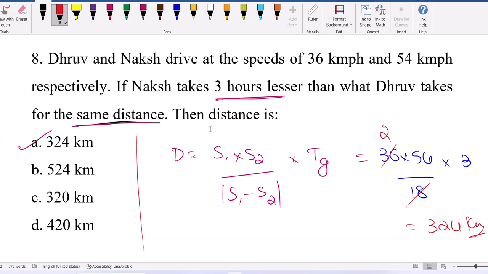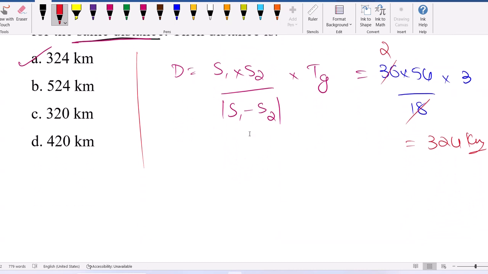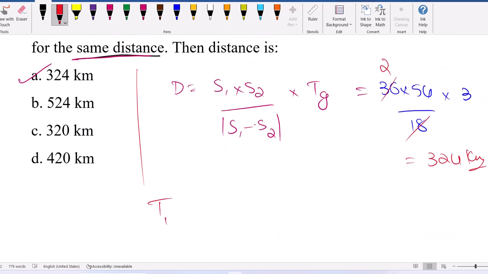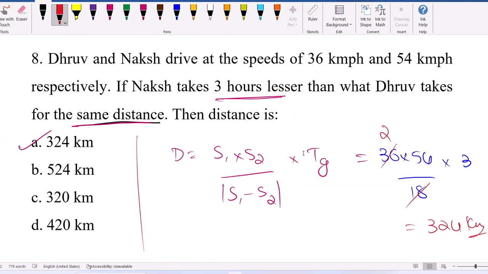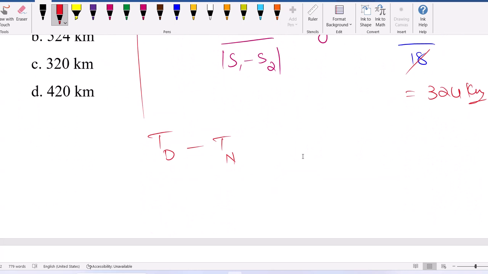Sir, I don't know this formula. No problem. What you can do, Dhruv will take more time, right? Time taken by Dhruv minus time taken by Naresh, let's say. Dhruv will take more time because speed is less. Naresh will take less time, speed is more. The difference is nothing but 3 hours. Time is distance by speed. Dhruv is traveling distance d, speed 36. Naresh is traveling distance d, speed 54.